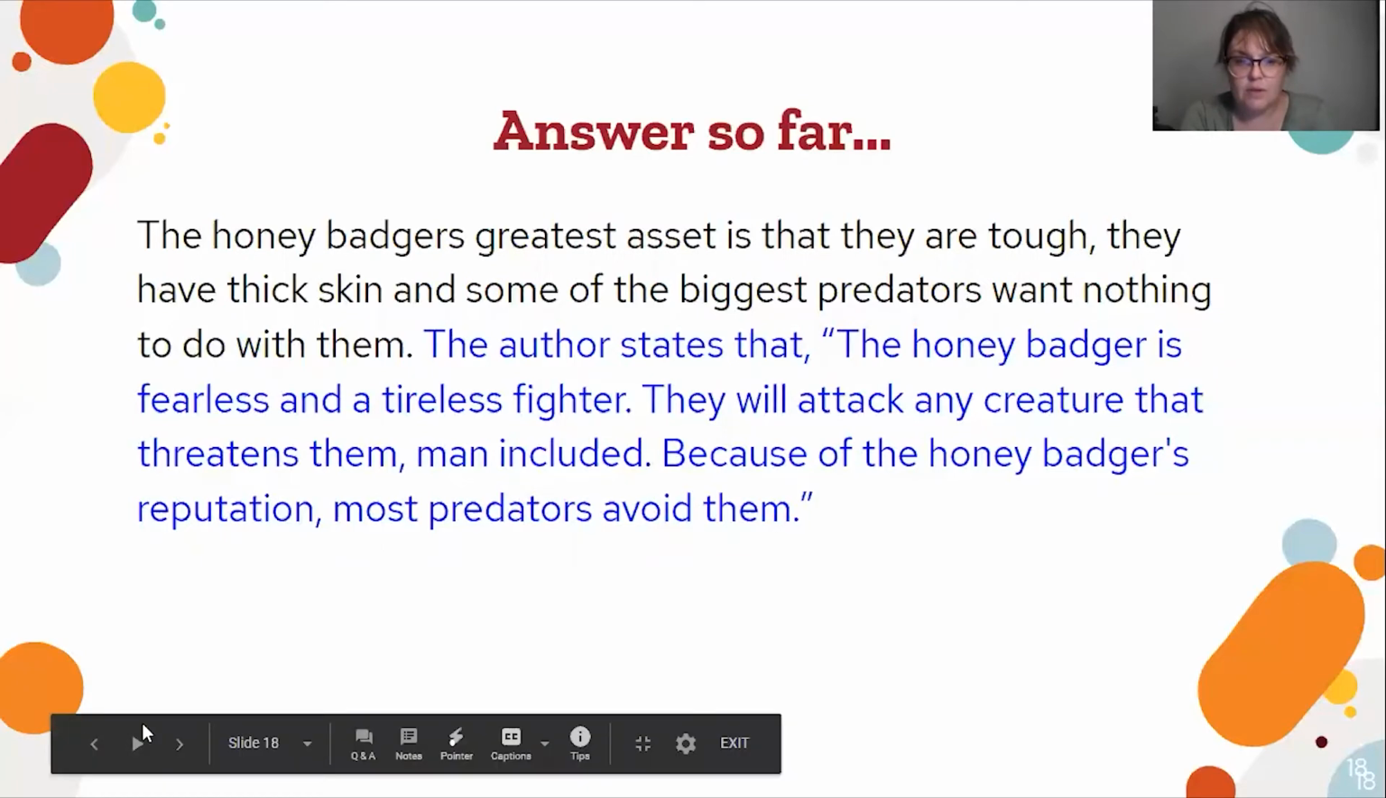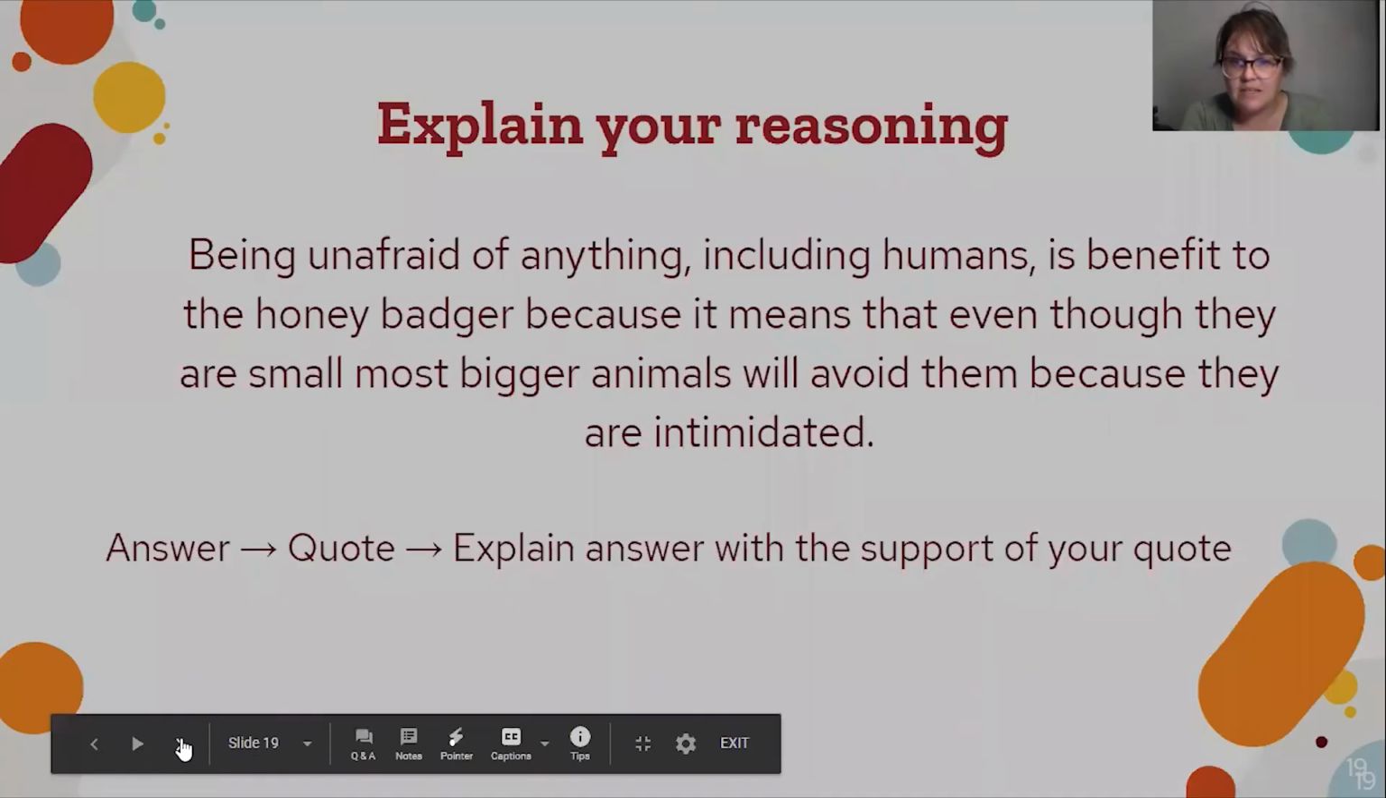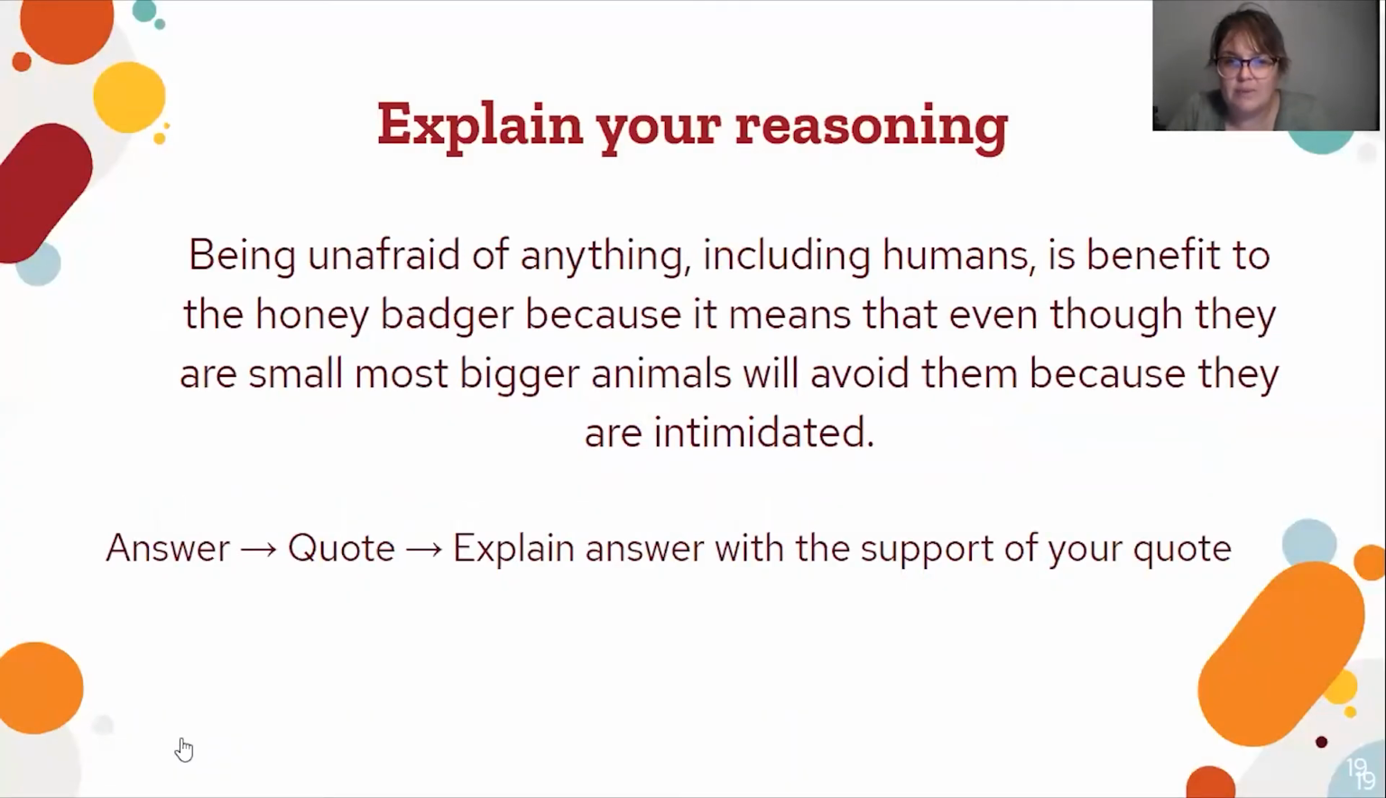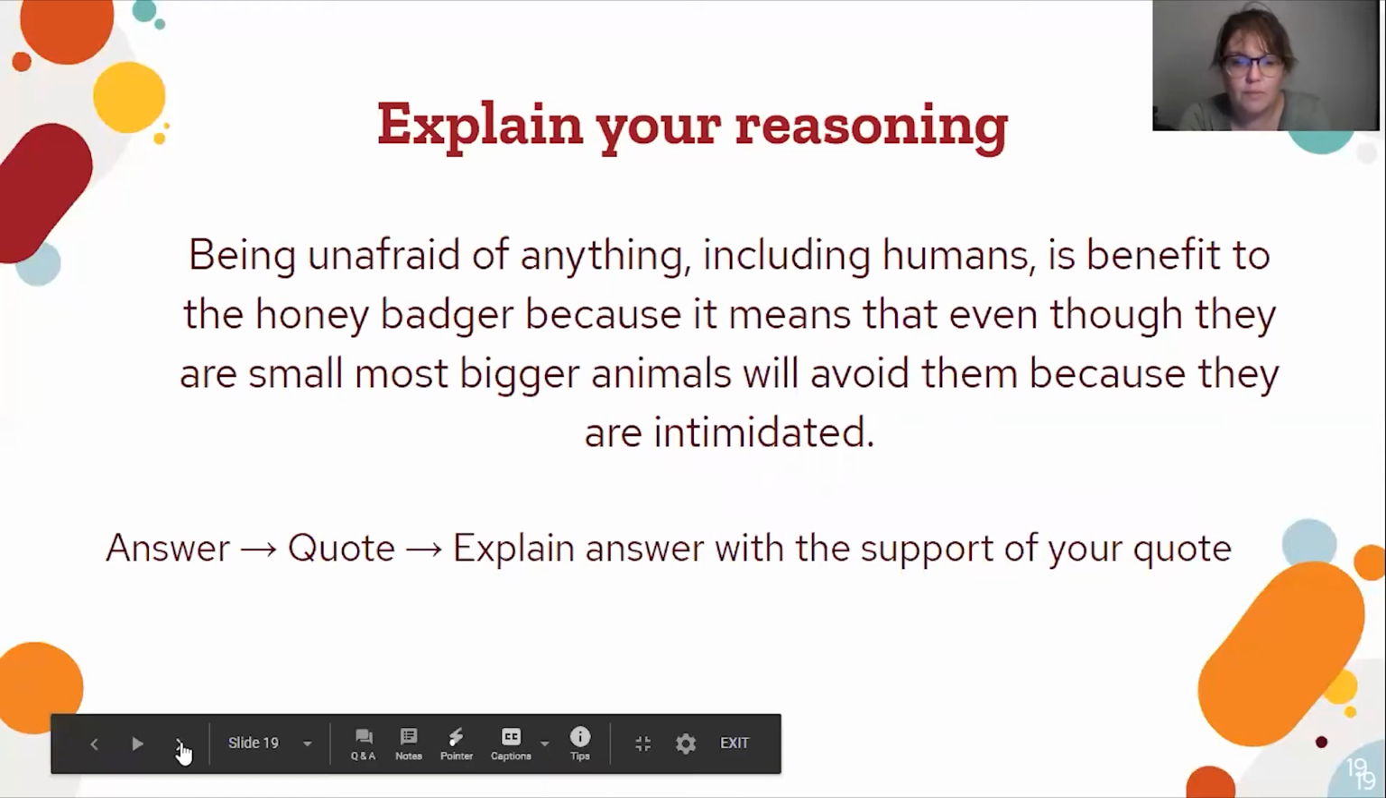Your answer might look something like this. Being unafraid of anything, including humans, is a benefit to the honey badger because it means that even though they are small, most bigger animals will avoid them because they are intimidated. As we look at this entire answer on the next slide, please pay attention to how we use the AQE strategy. We answered the question with our claim, we use a quote, and explain the answer with support of our quote.